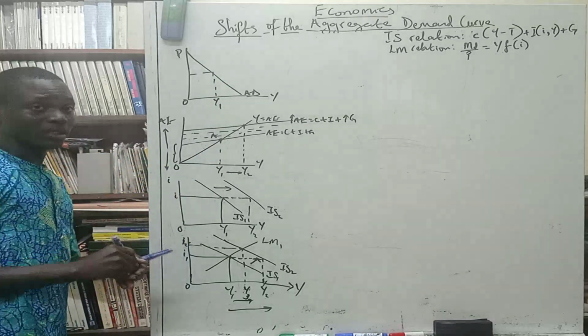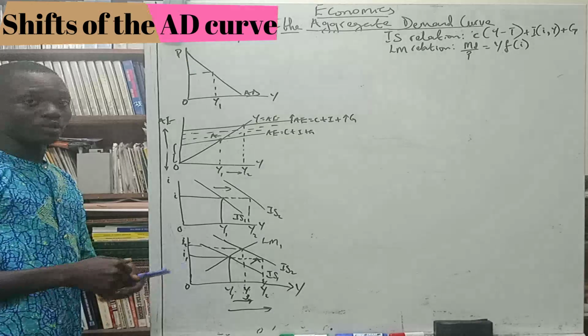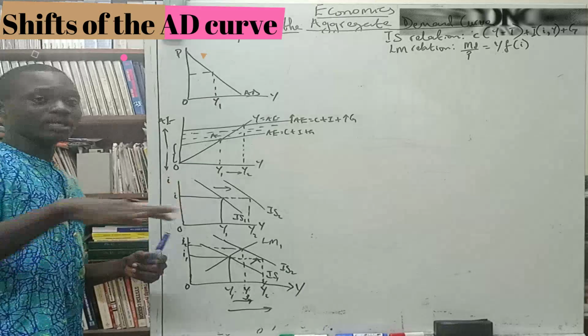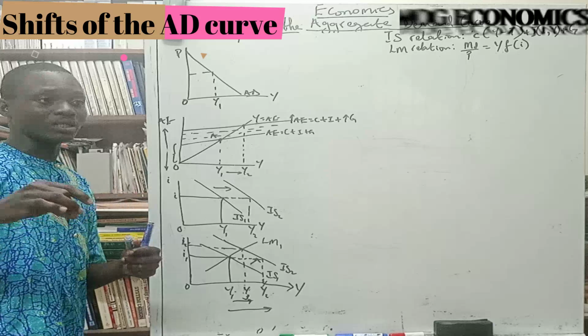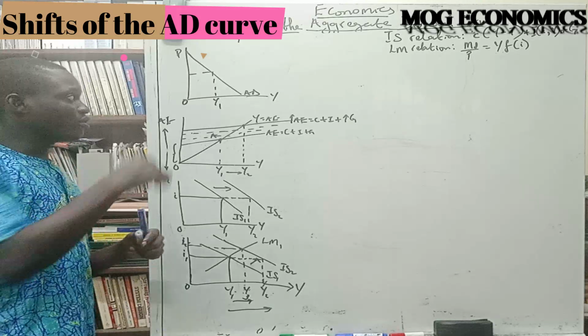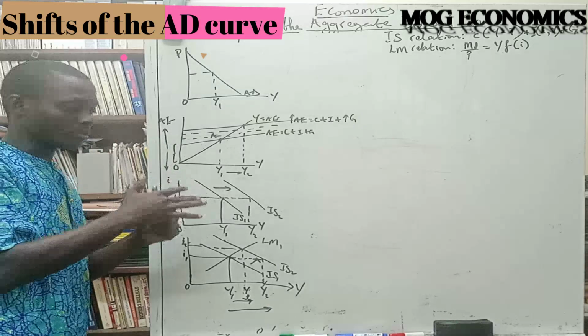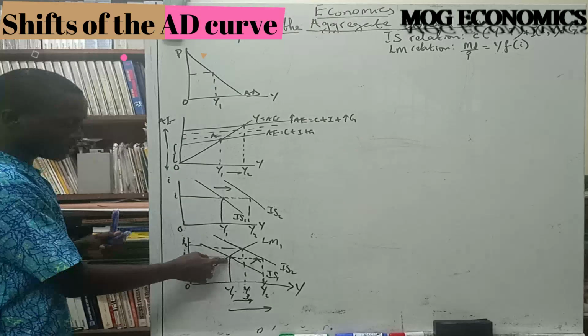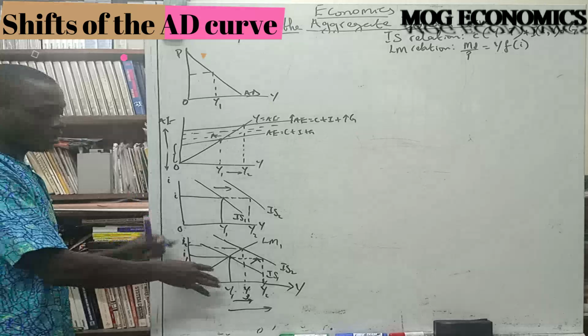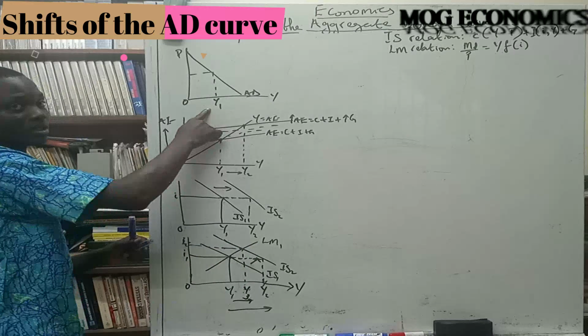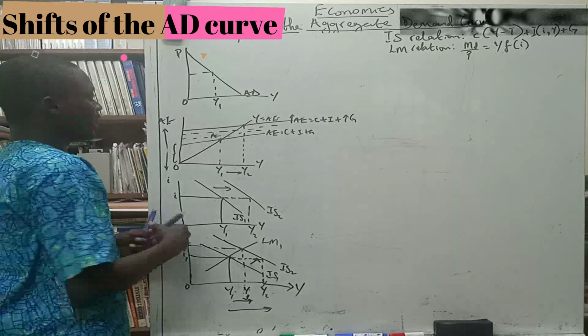Now there's something I didn't mention in the last video that I should mention in this video, which is the fact that every point on the aggregate demand curve is an equilibrium point in the goods and money market. So every point here is talking about goods and money market equilibrium. Okay, so this Y1 here is the intersection between the LM and the IS, which is what is giving us the I1 here. Okay, and the Y1 here.